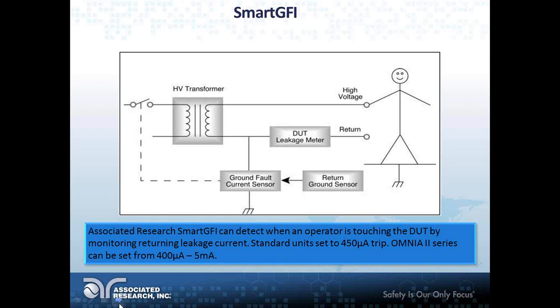Basically what it does is it can detect if someone is touching the DUT by monitoring the return leakage current. It works similar to a standard GFI, except it's much more sensitive. Basically, if you're looking at the leakage current coming out on the HV line, and the leakage current coming back on the return, if there is a discrepancy of more than 400 microamps or 450 microamps, the unit's assuming, hey, I'm seeing this discrepancy in current, someone is touching the DUT, shut down immediately. As you can see in that picture, it's working. That guy's pretty happy because he's not dead.